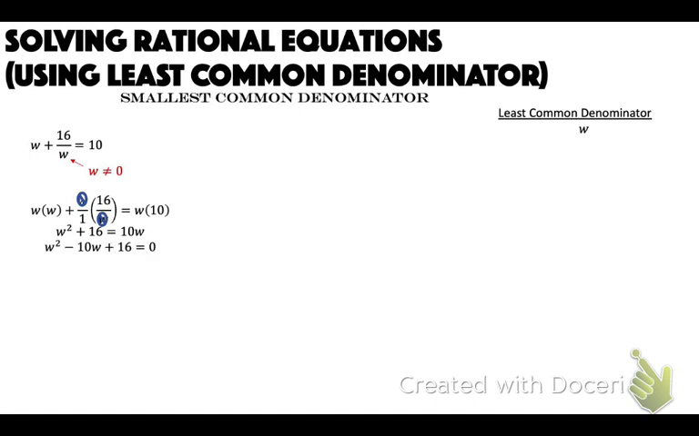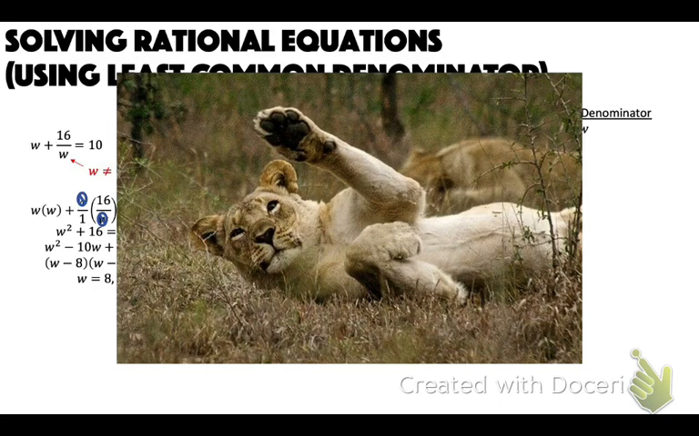Subtract that 10w, and I get w squared minus 10w plus 16 equals 0. Factors to (w minus 8)(w minus 2). So w equals 8 and w equals 2. Cool?